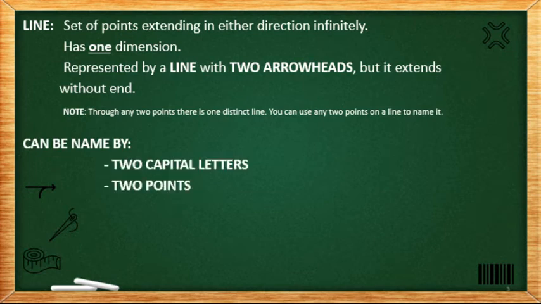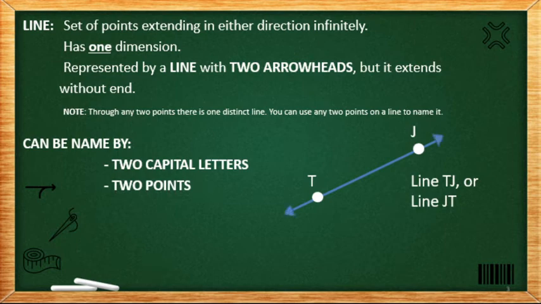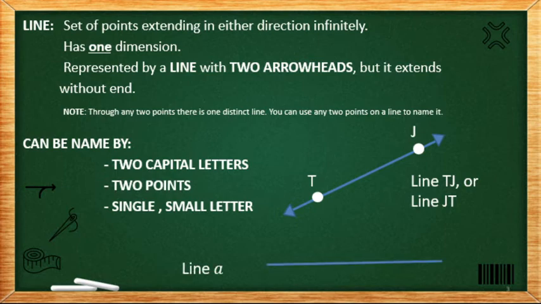It can be named by two capital letters or 2 points. So we have line TJ or line JT. The illustration is we have point T and point J. Draw a line, then with two arrowheads. So that's the illustration of line TJ or line JT. And it can also be named by a single small letter. So how, Sir TJ? So line A. So this is our illustration. A line with two arrowheads. Tapos ilagay lang natin sa any position yung small a.